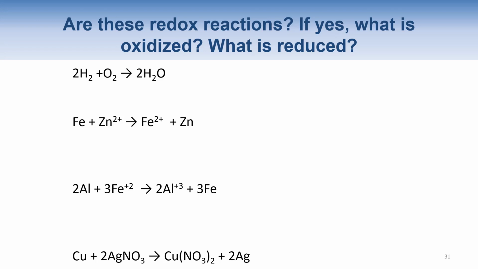Okay, so we have elemental hydrogen, which is given a 0. And then we have rules for oxygen and hydrogen. Oxygen is -2, hydrogen is +1. Is this redox? Well, hydrogen went from 0 up to a +1. Yes, it's redox. So what was oxidized? Hydrogen. What was reduced? Oxygen. So hydrogen went from 0 up to a +1. It was oxidized. Oxygen went from a 0 down to a -2. Oxygen was reduced.